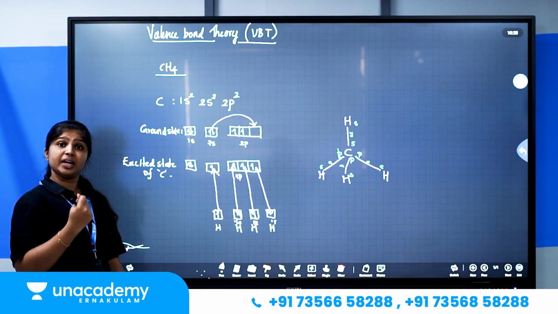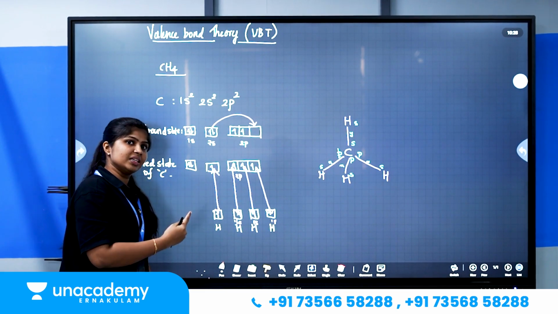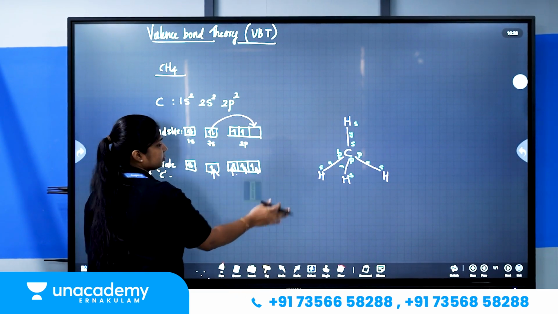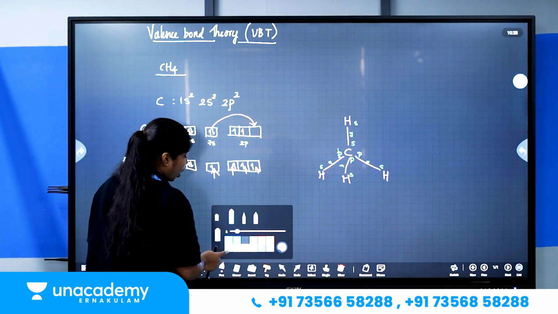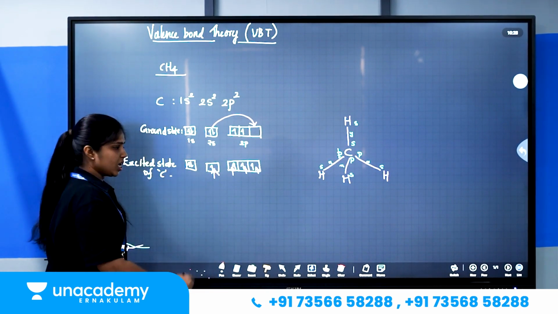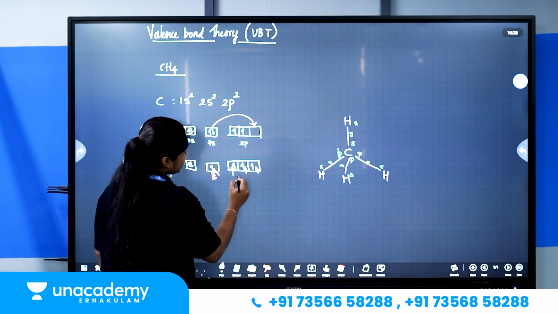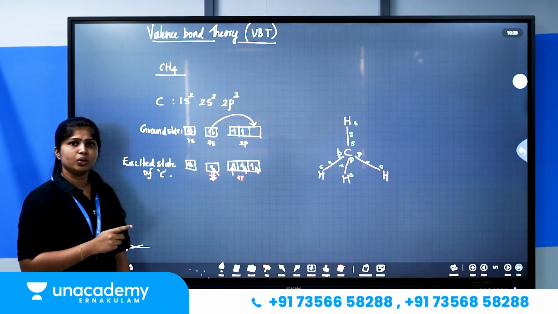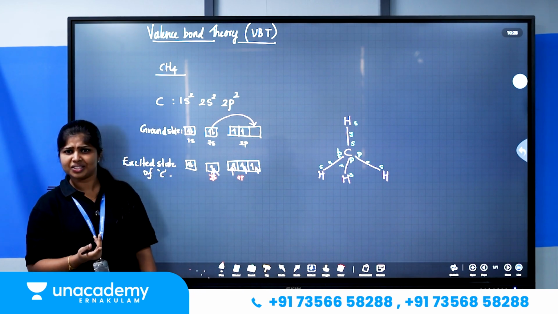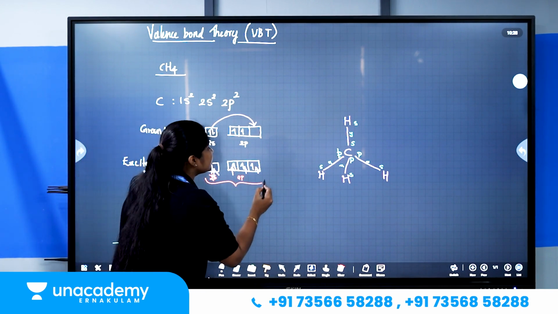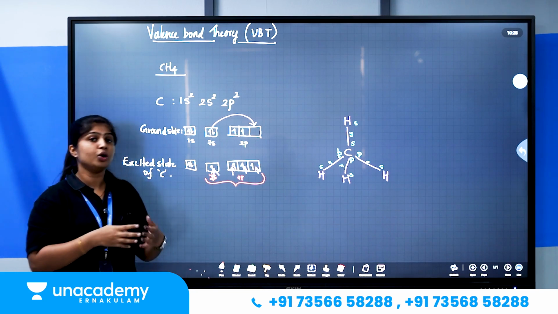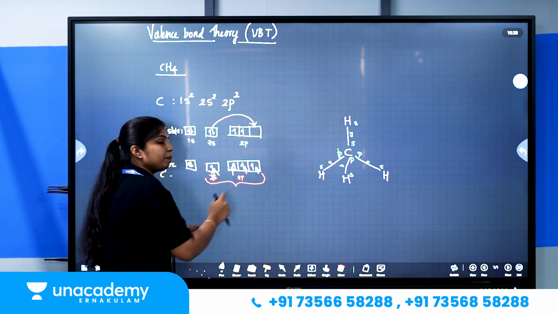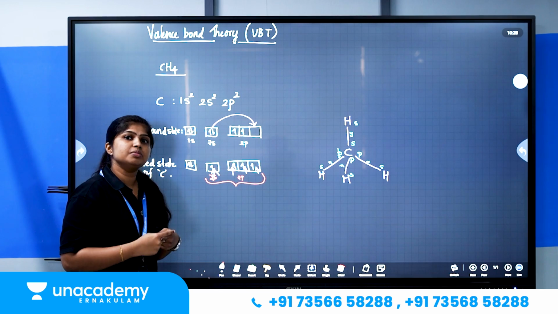Yes, that is hybridization. So let's discuss that now. See, I am removing all these. Okay, they are not overlapping. Instead of overlapping, or before overlapping, see this 2s and this 2p, these three will undergo hybridization. Now, what is hybridization? Yes, it is intermixing of atomic orbitals, not overlapping.